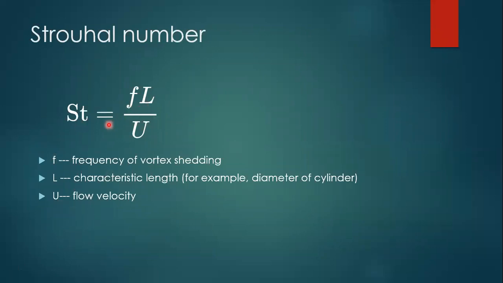Unlike Reynolds number, we can't compare Strouhal number with certain parameters to understand the properties of the fluid. For example, we can compare Reynolds number with certain values to determine whether the fluid is laminar or turbulent. We can only understand Strouhal number as the frequency of vortex shedding normalized by the characteristic length and the flow velocity.